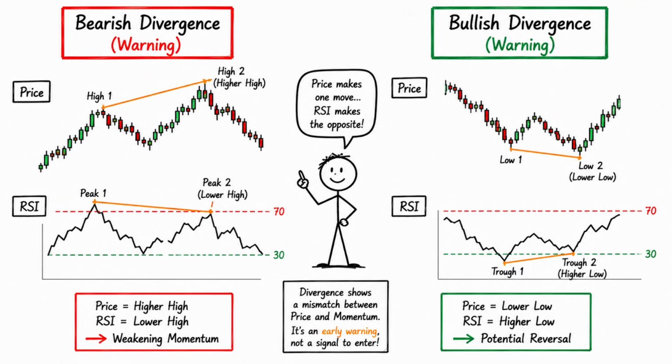Now imagine price is making higher highs, but your RSI is making lower highs. Something doesn't match. That's divergence. Bearish regular divergence can warn that bullish momentum is weakening. Bullish regular divergence is the opposite. Price makes a lower low, while the indicator makes a higher low.